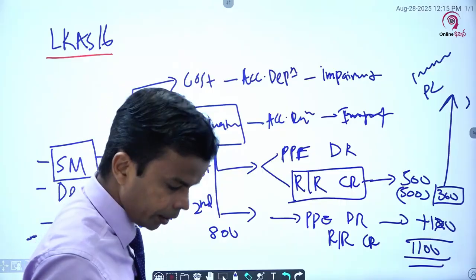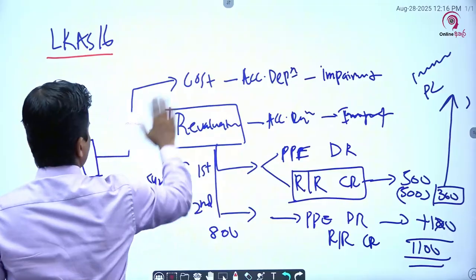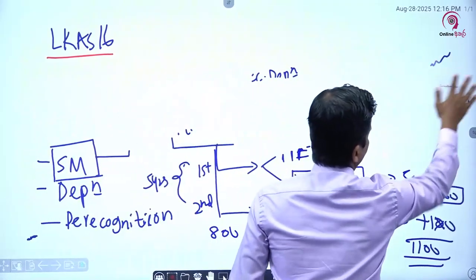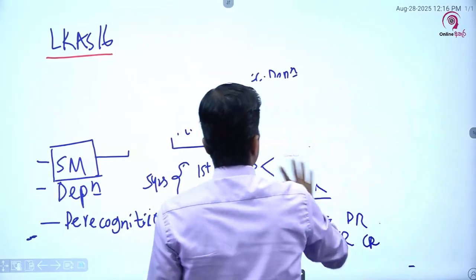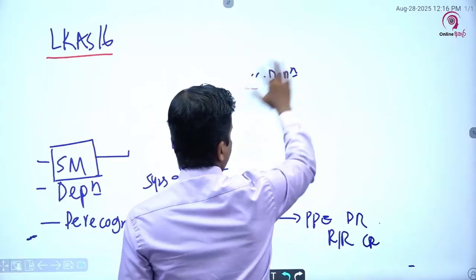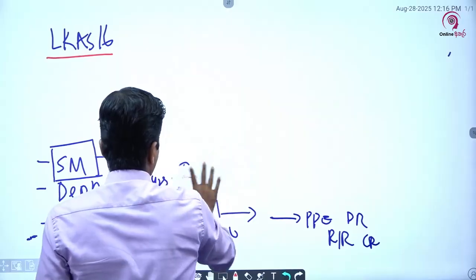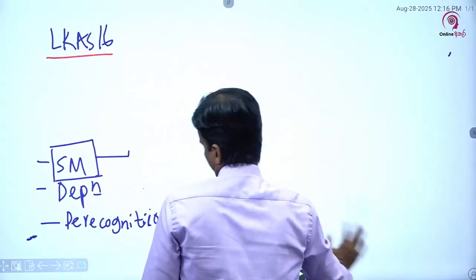So the next is depreciation, right? Depreciation, we know, is the systematic release of the cost of the asset or the revalued amount of the asset.